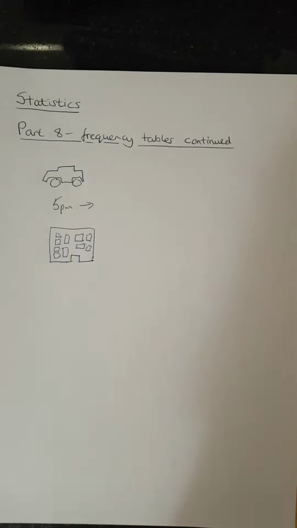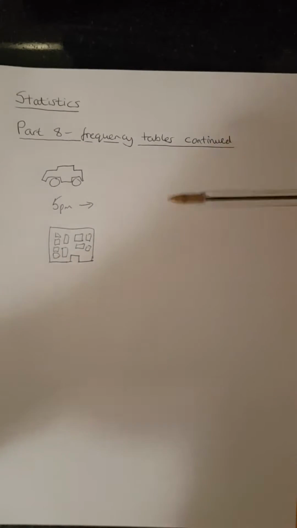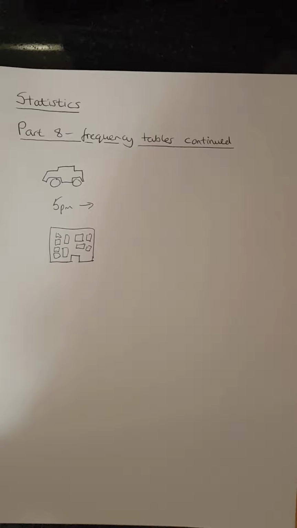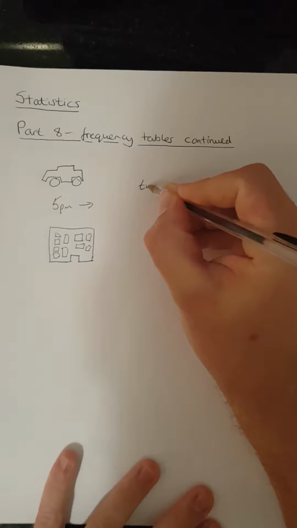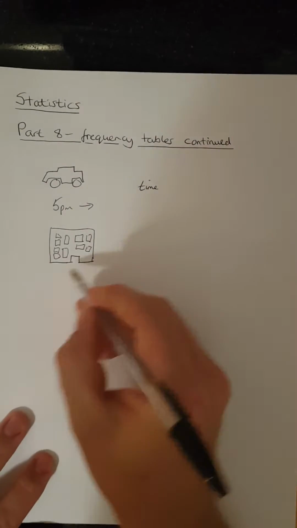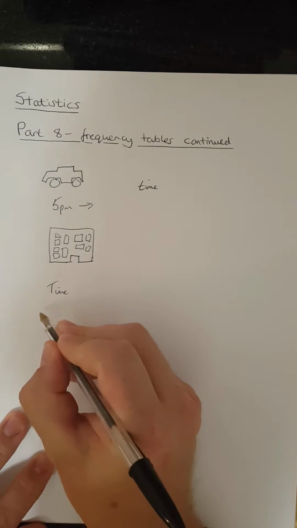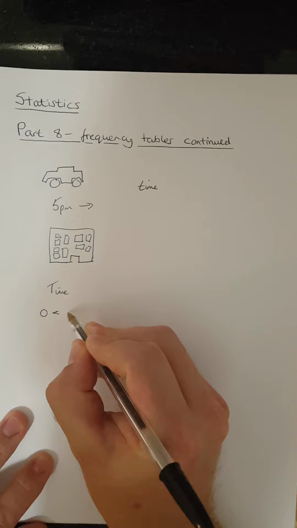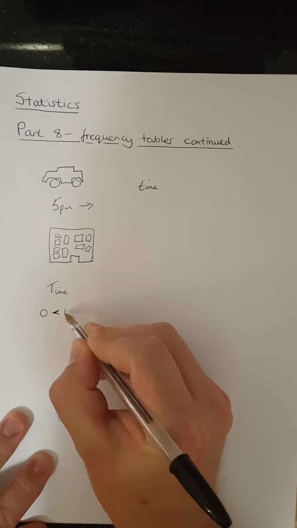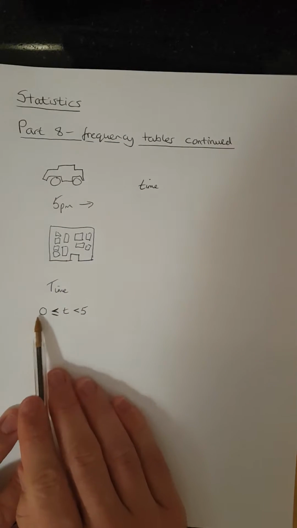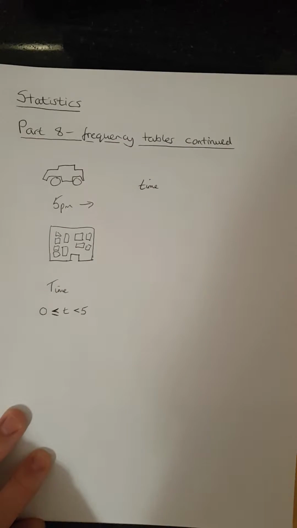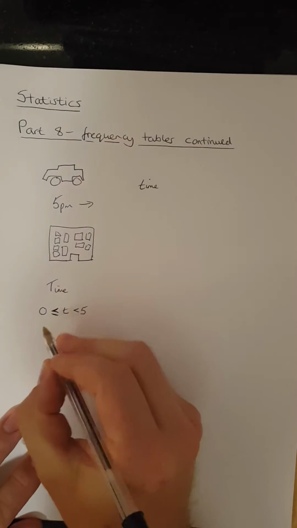So, let's do some analysis for the company. But there's a problem. Recording the actual time people leave is really difficult. So here's what I'm going to do. I'm going to look at the time it takes people to leave. In fact, I'll come down here so I have more space. And I'm going to record who leaves in the first 5 minutes, which I'm going to write like this. So from 0 minutes up to 5 minutes after, but not including the 5 minutes.